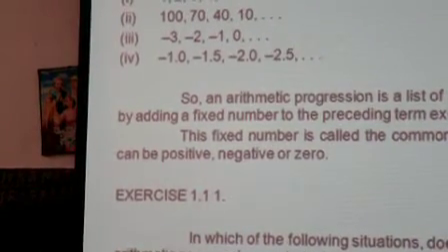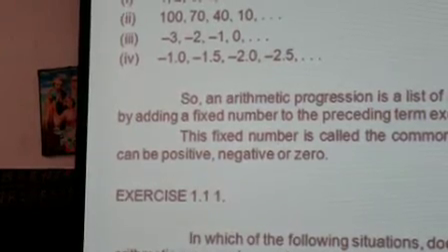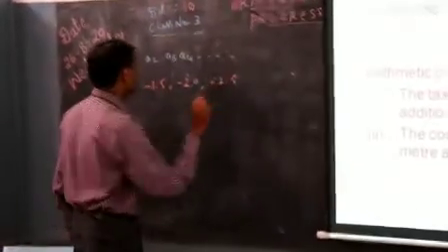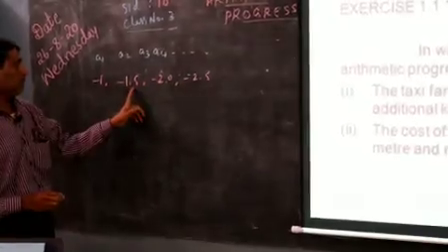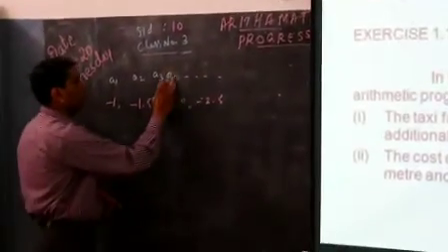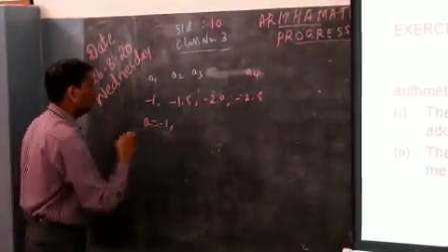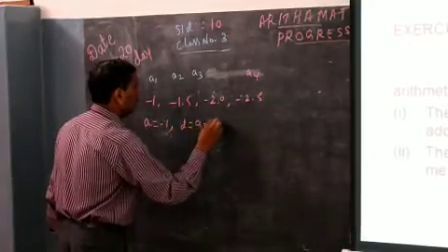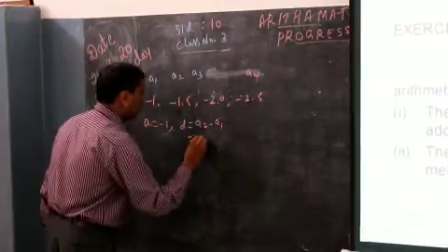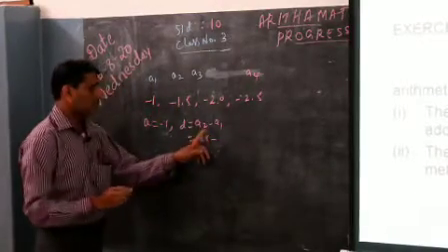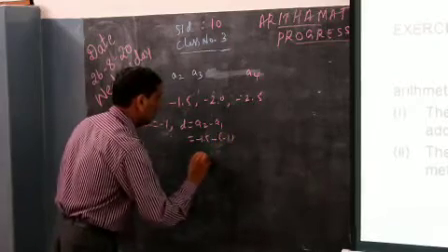Now I will go to the fourth example. What is the fourth example? Minus 1.0 means minus 1, minus 1.5, minus 2.0 means minus 2, minus 2.5. See the first term A1, the second term A2 is minus 1.5, the third term is minus 2, and the fourth term is minus 2.5. Let us find the first term: A is equal to minus 1. Common difference D is equal to A2 minus A1. What is A2? Minus 1.5, and this minus is what is there in the procedure that I am writing, minus of minus 1.